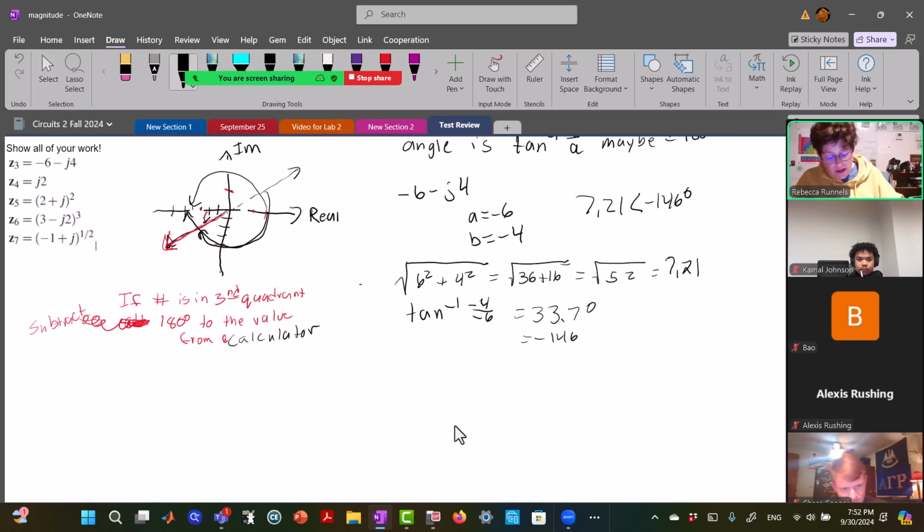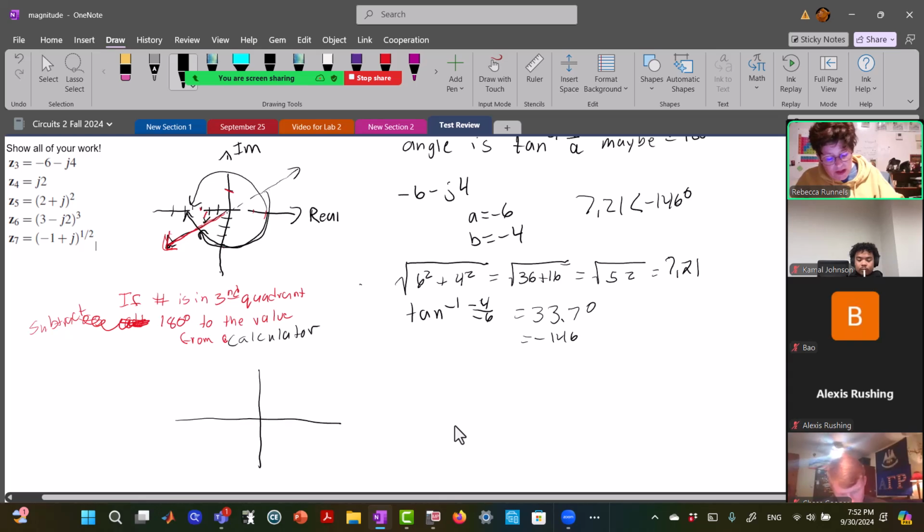J2. Now remember that this is the real axis and this is the imaginary axis. So if we have a number like J2, that is just on the imaginary axis. It's up 2 on the imaginary axis. So I don't have to do any work for this one. I know exactly where it is and how long it is. This is 2 angle 90 degrees, because that's where it is.